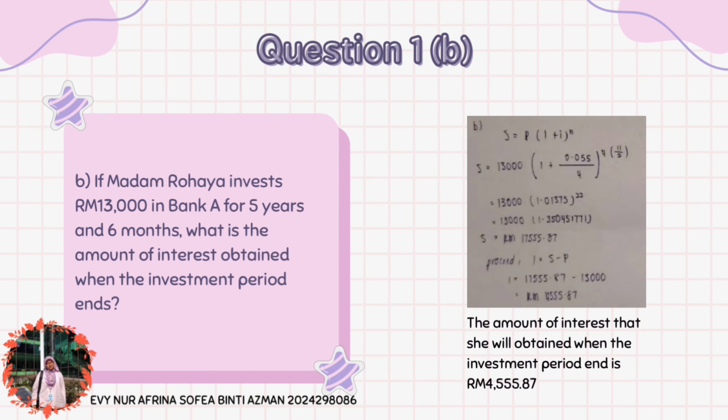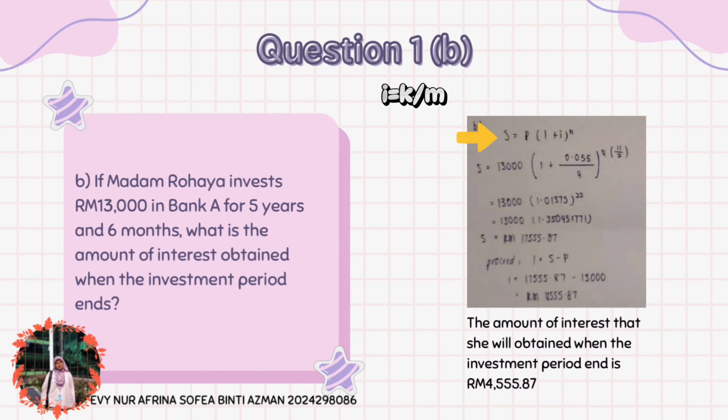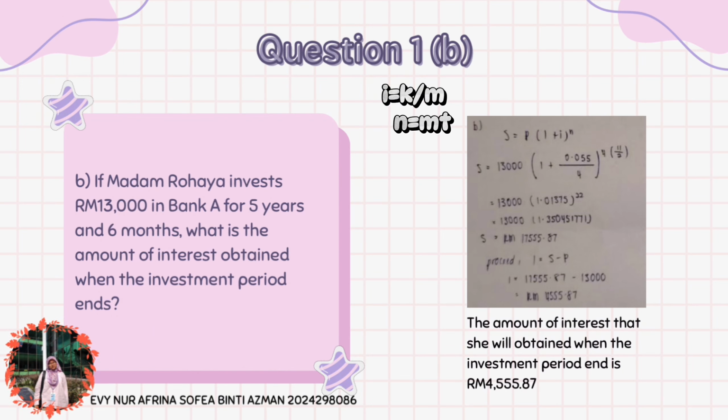Let's continue with question 1B. Question 1B: if Madam Rohaya invests 13,000 in Bank A for 5 years and 6 months, what is the amount of interest obtained when the investment period ends? For this question, we will use the formula of future value. The formula is S equals P open brackets 1 plus i, where i is k over m, and then we will close the brackets and the power of n. Small n means n equals m multiplied by t.